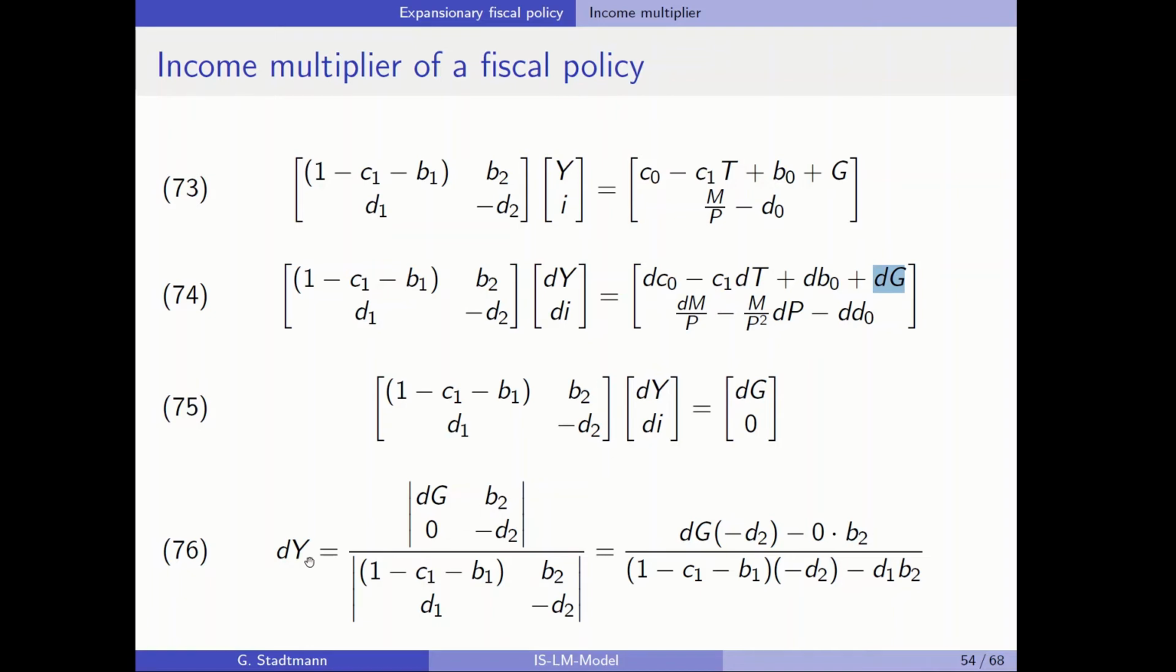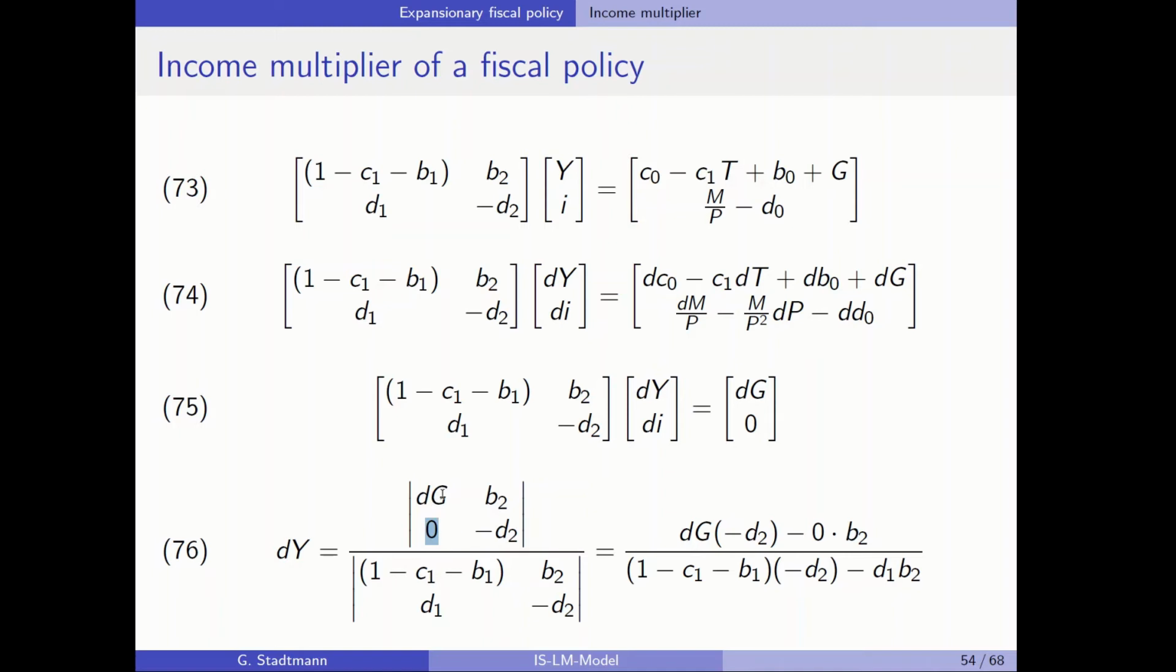In case we want to compute the income level, we have to check what is the position of dy on this vector of the two unknowns. It's in the first position. Therefore, we have to take the elements from the solution vector and insert them into the first column of the coefficient matrix. So we find the elements from the solution vector here and there.